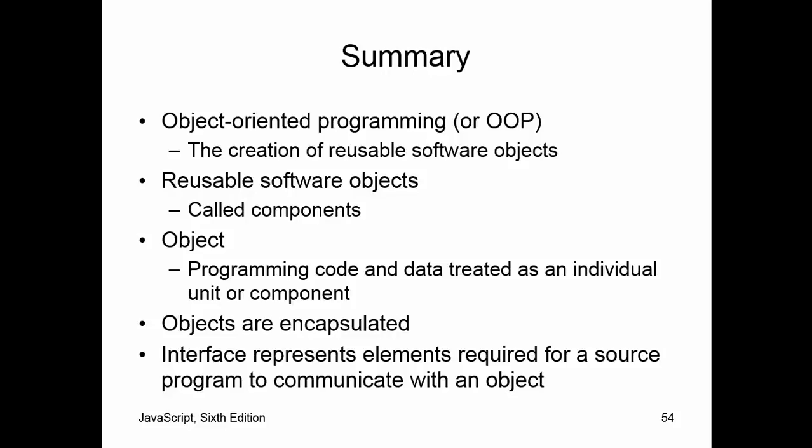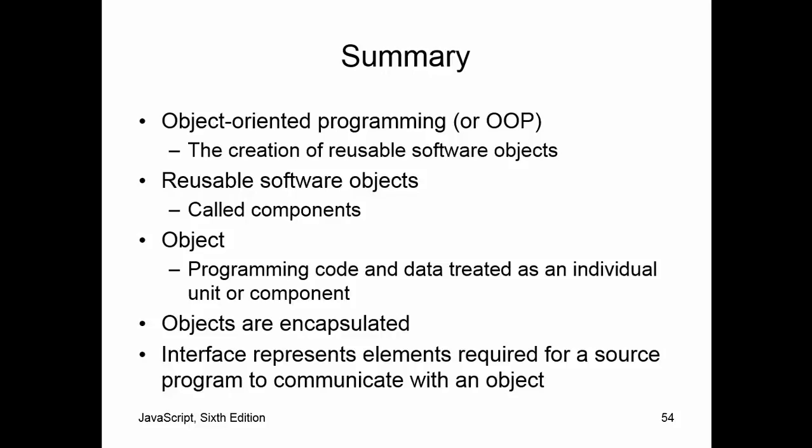So in this chapter, we started out with some of the fundamentals of OOP, or object-oriented programming. We talked about its reusability. I mentioned the fact that it's modeling. We talked about objects and how objects are called components. They're really instances of a class, but since JavaScript is object-based, we don't have true classes in JavaScript. An object is a programming component, so it's got code and data. They have equal importance. Objects are encapsulated, and we talked about encapsulation and information hiding.